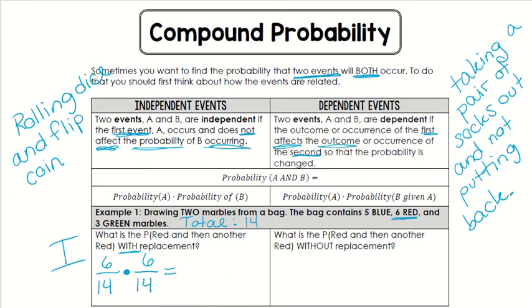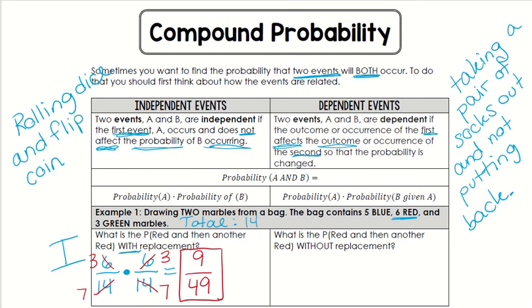And then we multiply straight across. We could use that lovely cross simplifying we learned. Divide by 2, so I have 7 and 3, 7 and 3, so that I end up with 9 over 49. That's the probability that you are going to choose a red 2 times with replacement. 9 out of 49 chances.